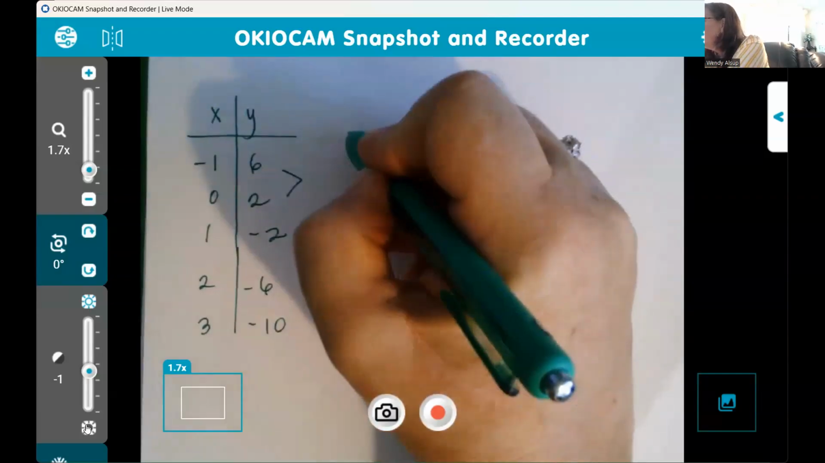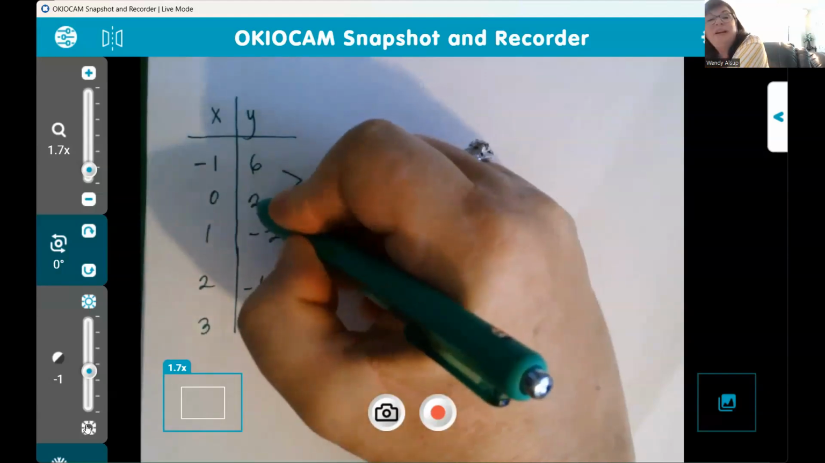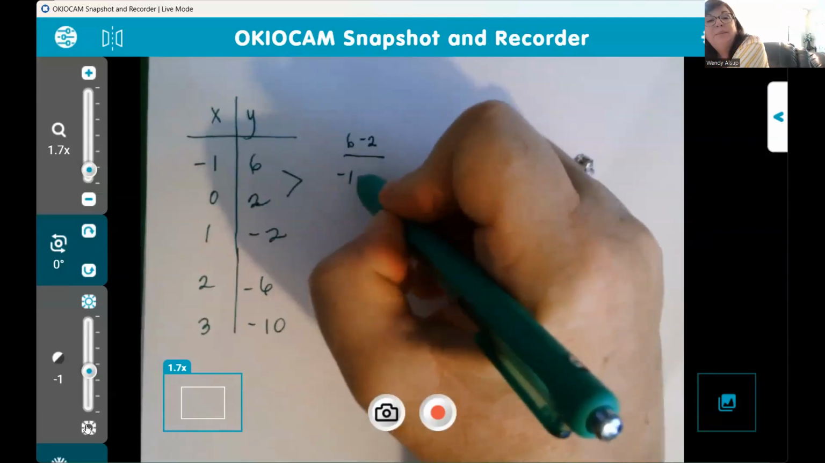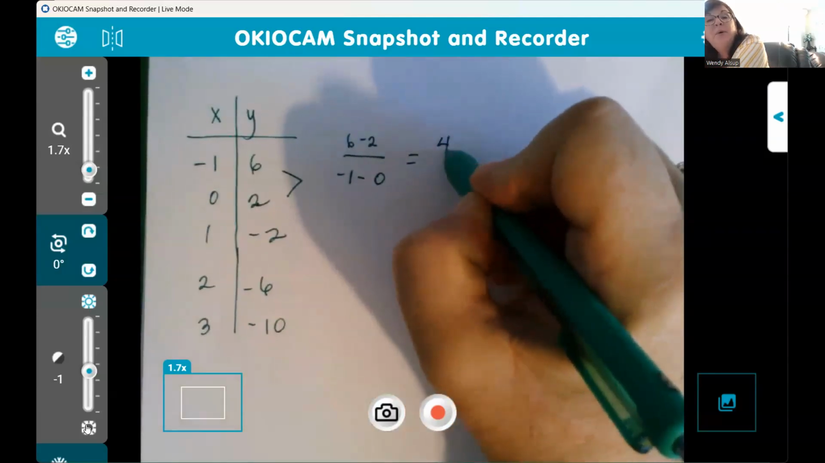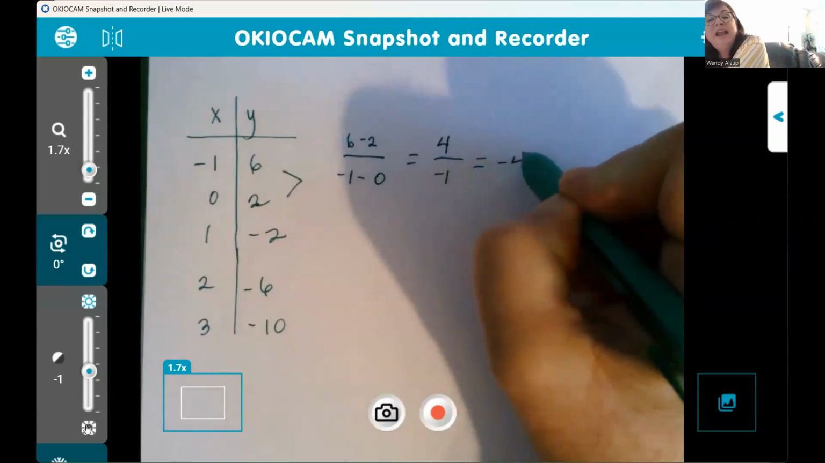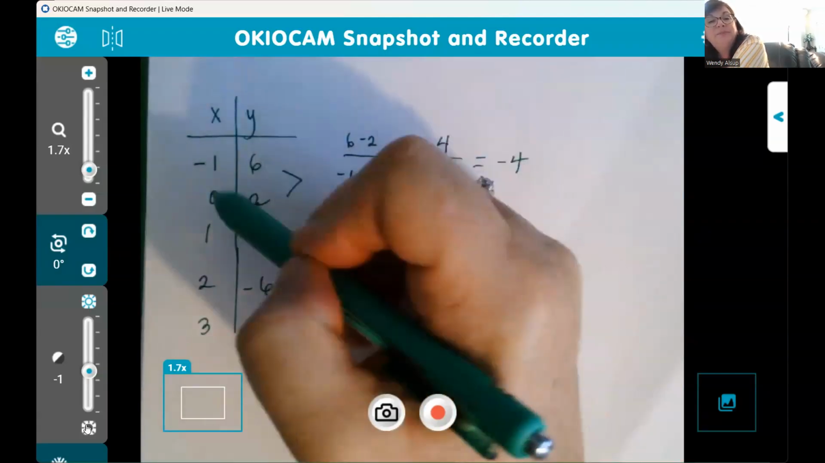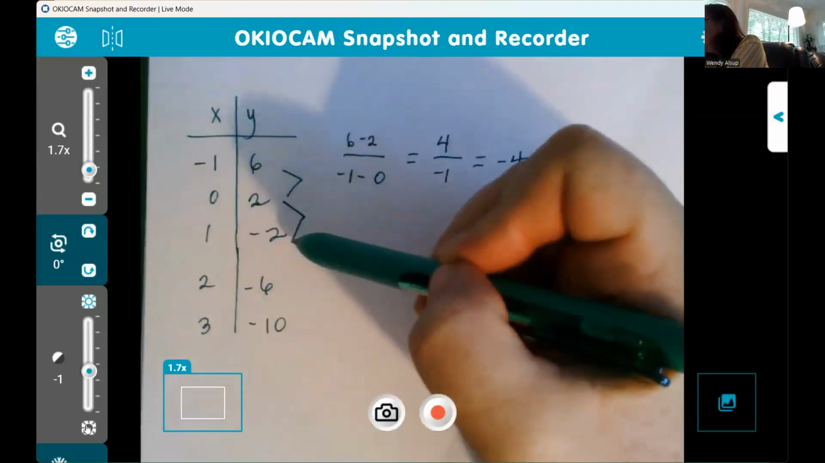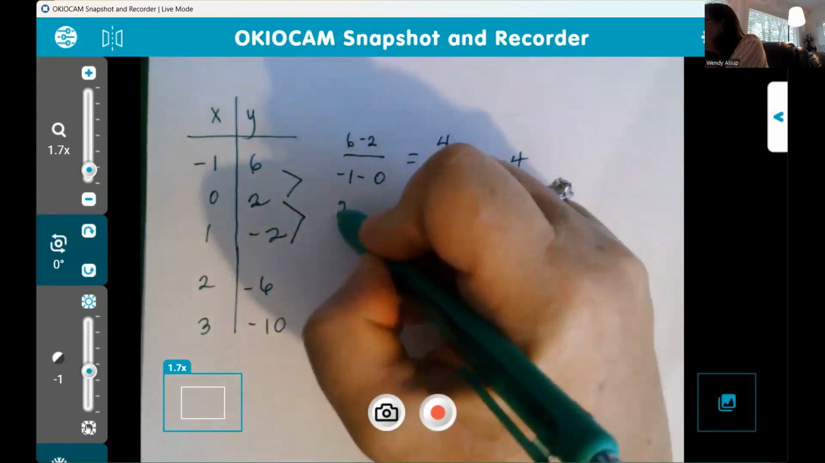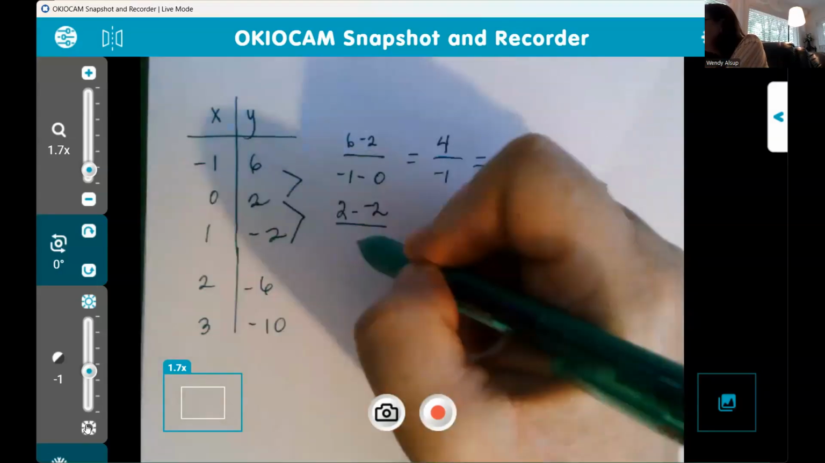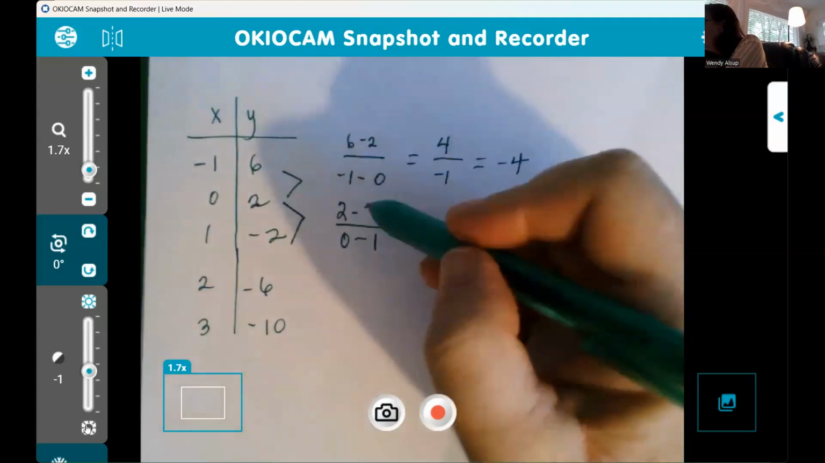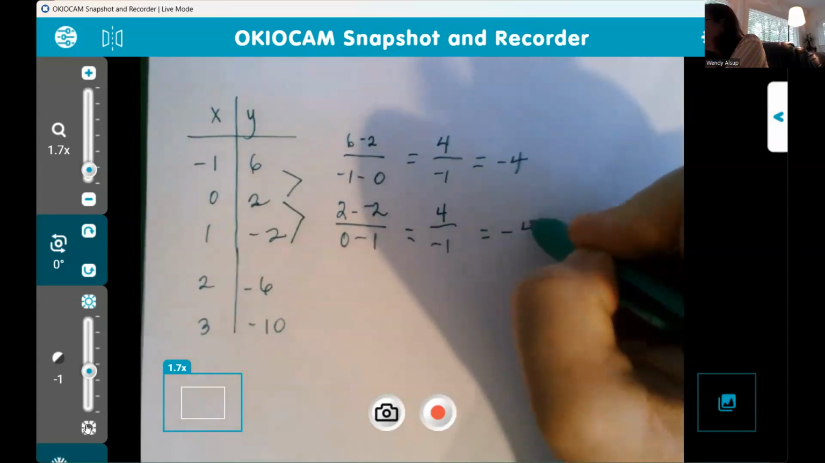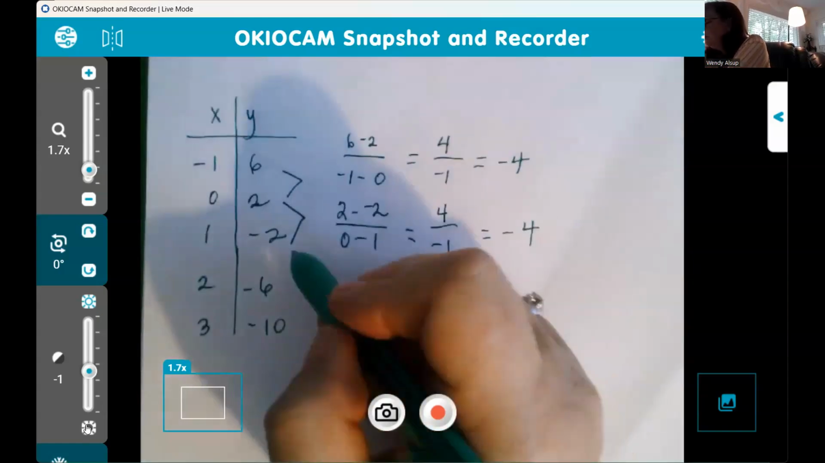Remember, for slope, you subtract your y values up top, so 6 minus 2 up top, and you subtract your x values on the bottom, so -1 minus 0. So I got 4 over -1, so I have a slope of -4 between these two. Now let's go to the next two. From (0, 2) to (1, -2), what's my slope? 2 minus -2 up top, 0 minus 1 on the bottom. Once again I get 4 over -1, a slope of -4. Let's keep doing it.